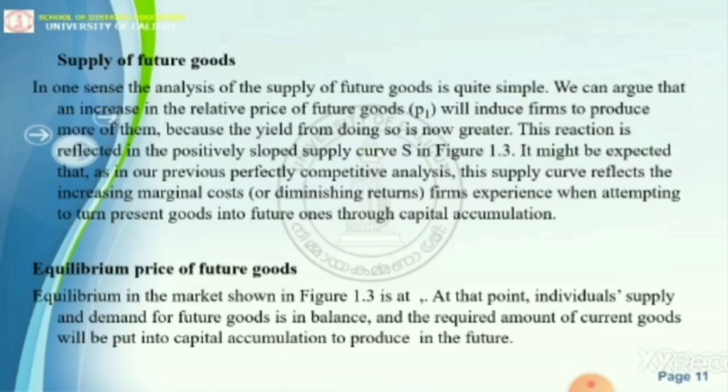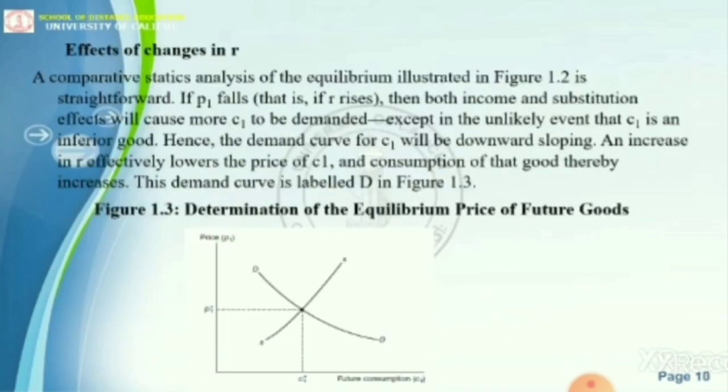An equilibrium price of the future good. Equilibrium in the market is shown in figure 1.3, we have already seen that. At that point, individual supply and demand for future goods are in balance and the required amount of current goods will be put into capital accumulation to produce in the future, right here.